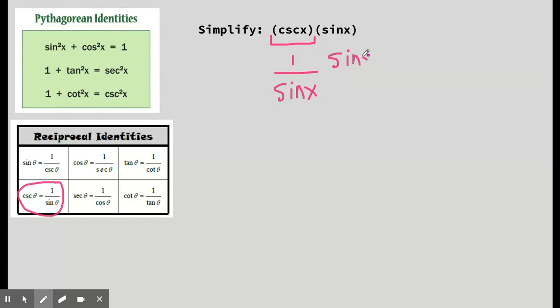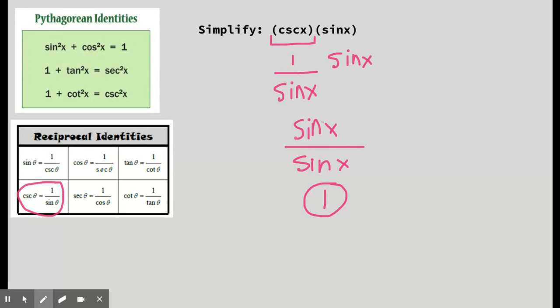When you multiply fractions, you do numerator times numerator, denominator times denominator. So now this problem is sine x over sine x. And anytime in math you have the same thing on top of each other, it simplifies to the number 1. So my final answer is 1. This is no different than 7 divided by 7 gives you 1, 8 divided by 8 gives you 1, 100 divided by 100 gives you 1. Anytime you have the same thing, it cancels out. You can get rid of it.